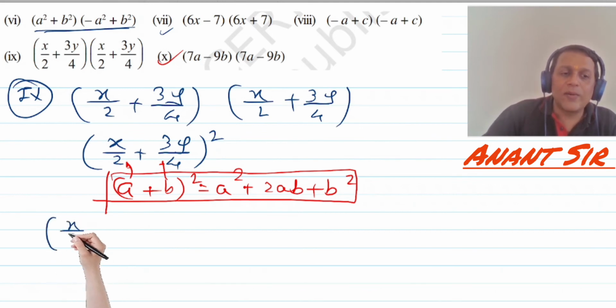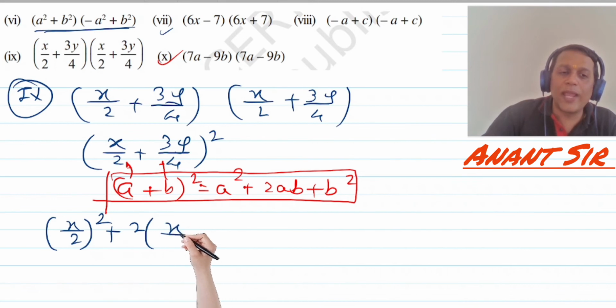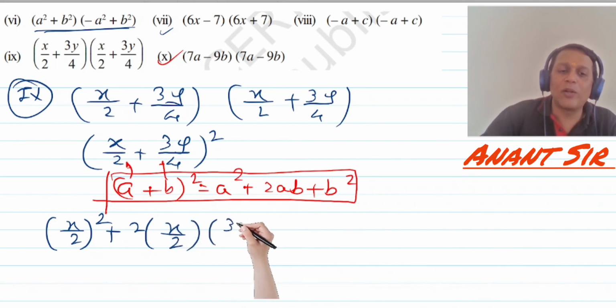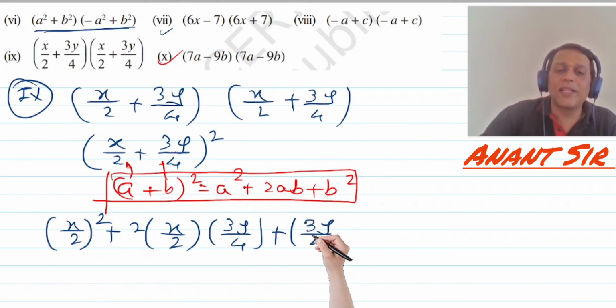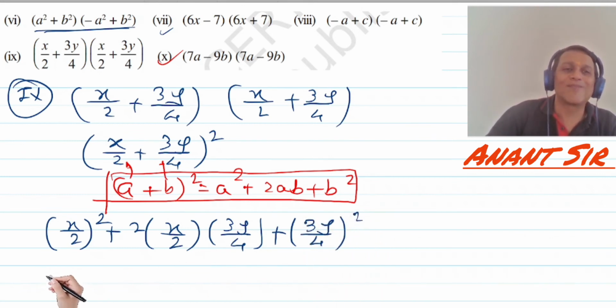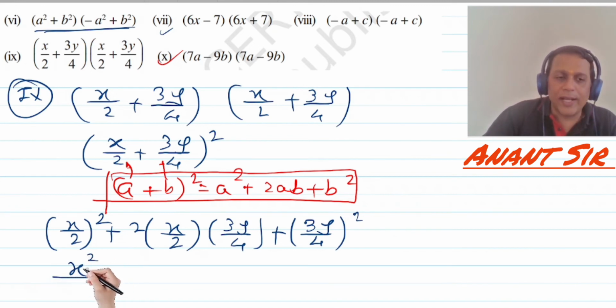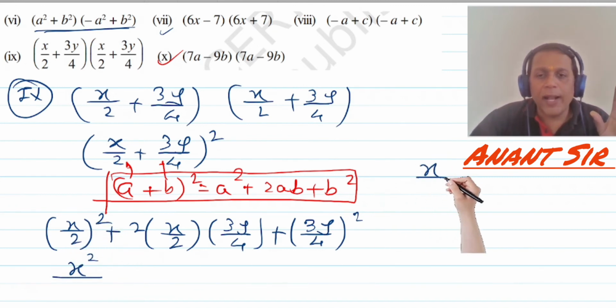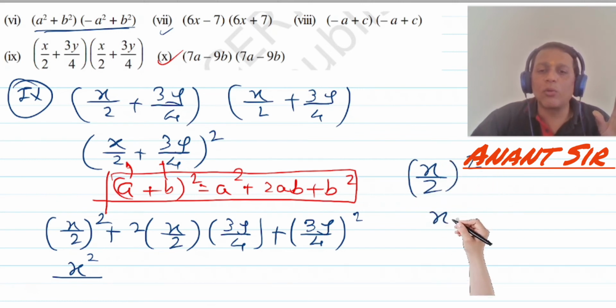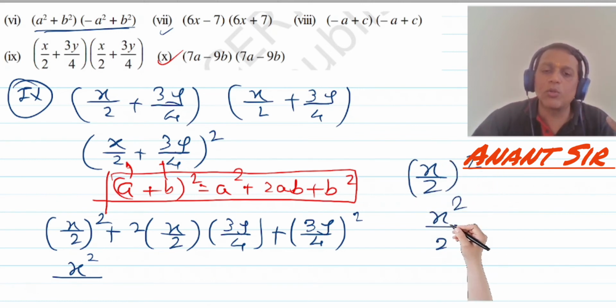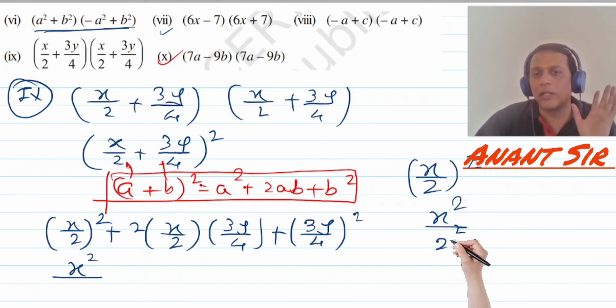So a square is going to be (x/2) square plus 2 into a, which is x by 2, into b, which is 3y by 4, plus b square, which is (3y/4) square. So x square will be x square as it is. And see, (x/2) whole square means we have to square x also, we have to square 2 also. Square is of all the terms in the bracket.